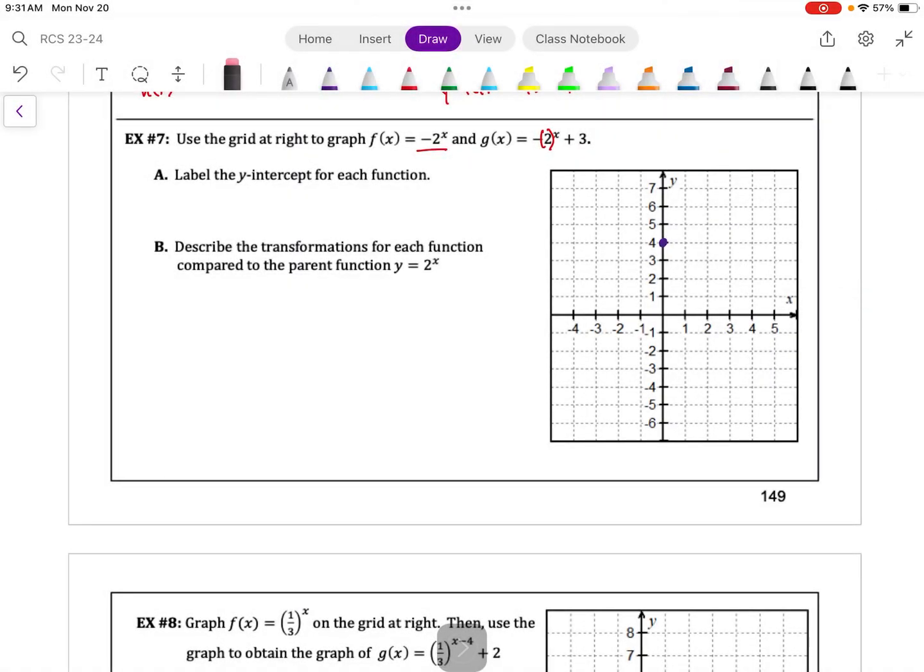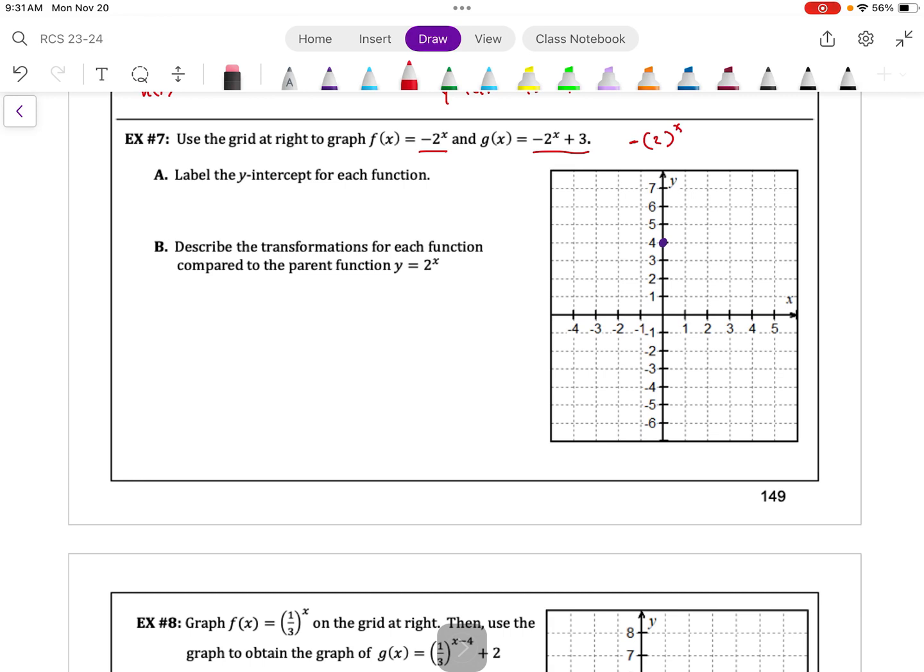All right, picking back up at example 7, a bit to call out here with these two functions. Notice we've got negative 2 to the x and negative 2 to the x plus 3. Something to notice is that this exponent is only on the 2. It's not on the negative. So this is effectively negative (2 to the x) that we're looking at. And that's going to be an important piece.